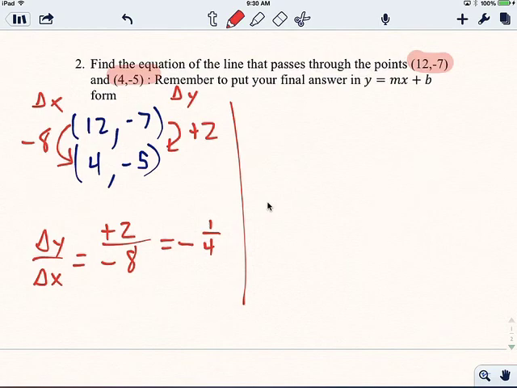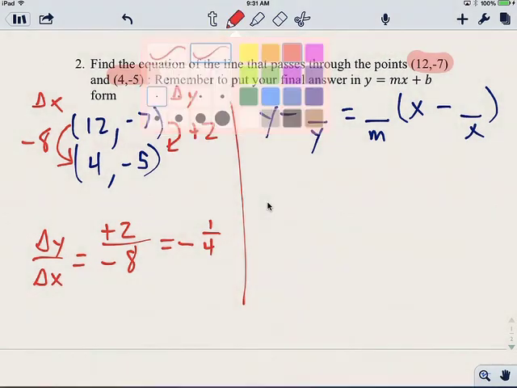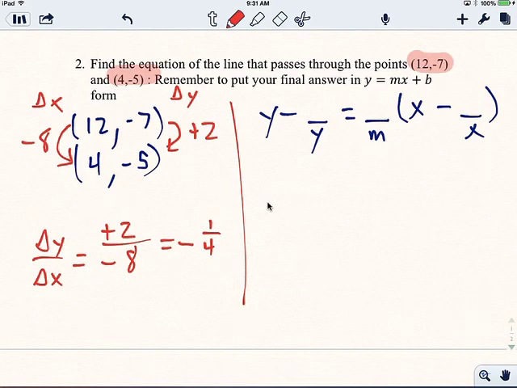So now I'm going to plug it into the formula. Y minus blank equals blank times x minus blank. And the y goes with the y, the slope is out front, x goes with x. Now, neither of my points are totally positive this time, so it doesn't matter which one I choose. I'm going to choose 4, negative 5, because those numbers look a little nicer to me.